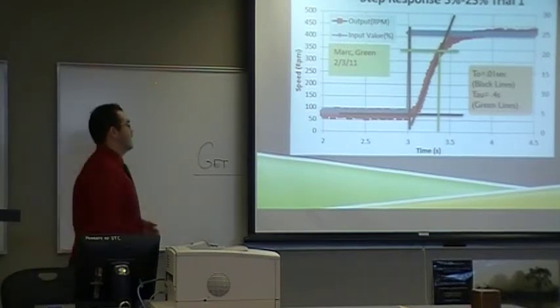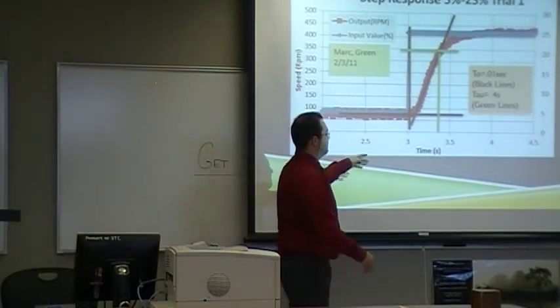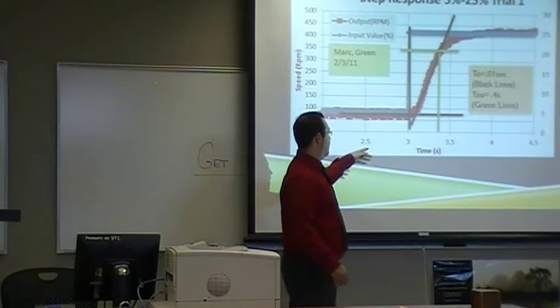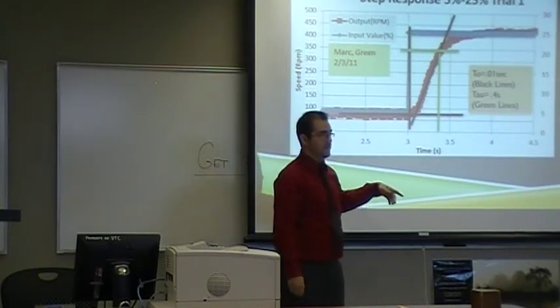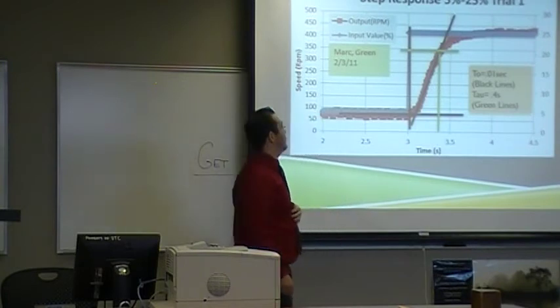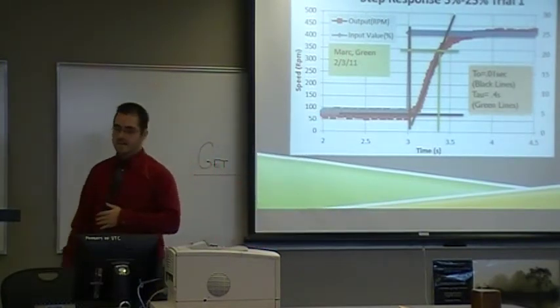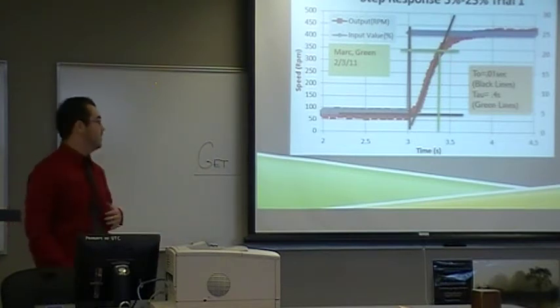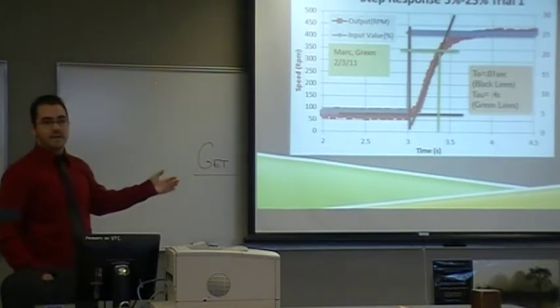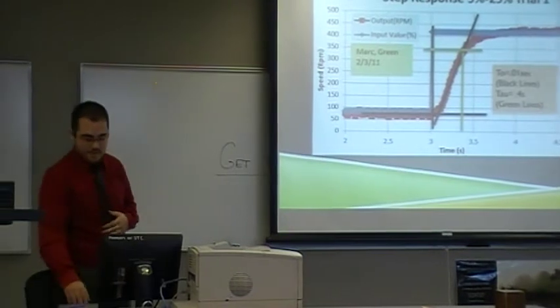Now we can see from here that our dead time is slim to none. We have a dead time of about 0.1 seconds, and we have a time constant of about 0.4 seconds. The system went extremely quickly. We did from 0 to 10 seconds to get steady state, and I shortened it to 2 to 4.5 seconds to be easily seen.